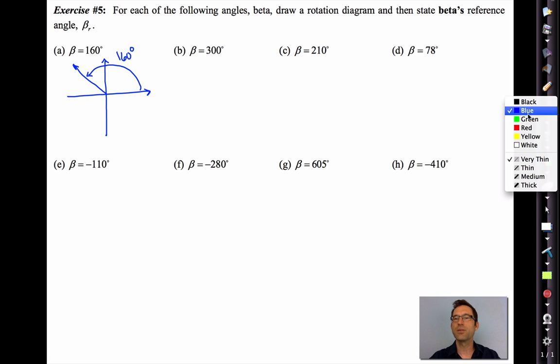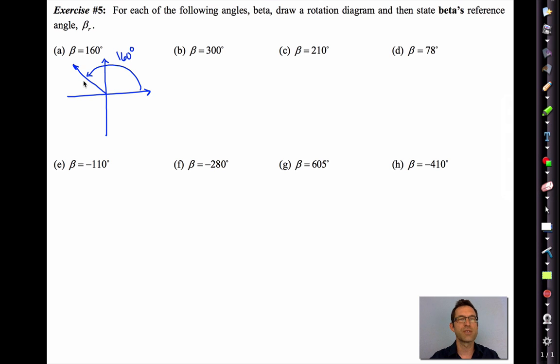Now this is absolutely critical. I'm going to do all my reference angles in red. The reference angle is always an angle from 0 to 90 degrees, no negatives, 0 to 90, okay, between the terminal ray and the closest x-axis. So it's very easy, right? We do 180 degrees minus 160 degrees, and we find that our reference angle is 20 degrees.